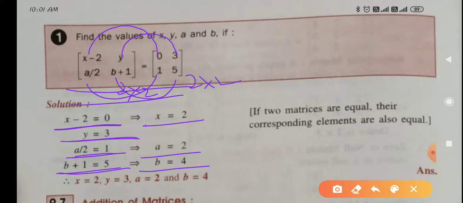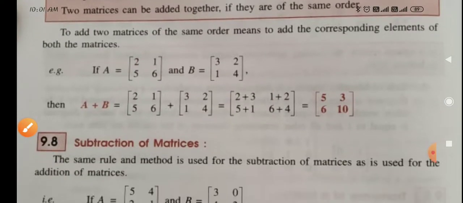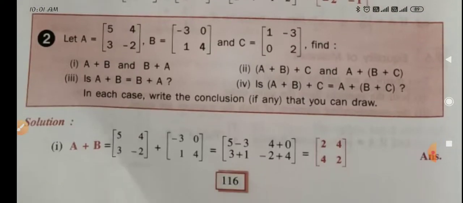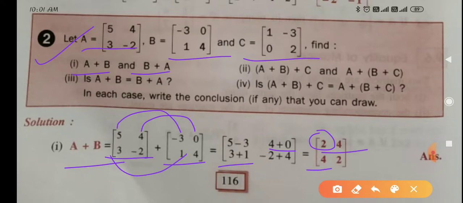So this was the equality of matrices. Next point is addition of matrices. Here are some examples for addition. A is given, B is given, C is given. You have to find A plus B and B plus A. A plus B, first matrix plus second matrix, first element to first element: 5 plus minus 3, 5 minus 3, 2. 4 plus 0, 4. 3 plus 1, 4. Minus 2 plus 4, 2. So like this you can add.